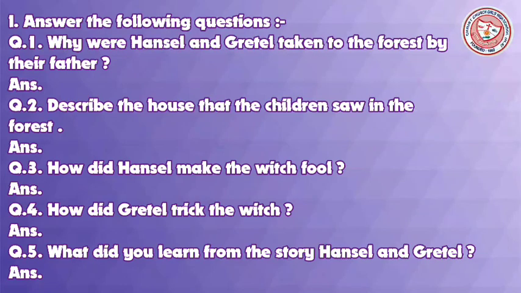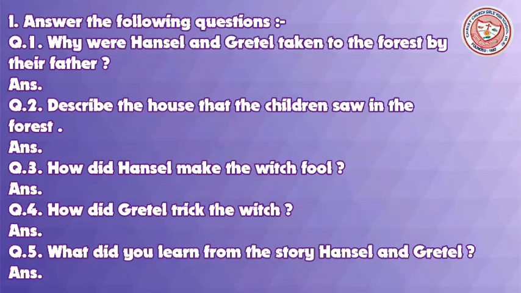I'd like to repeat, the house that the children saw in the forest was a pretty one. The roof of the house was made of chocolate, the walls of currant bread, and the windows of white sugar. Now next one. How did Hansel make the witch fool? Being very short-sighted, the witch couldn't see Hansel holding out a bone for her to feel, not his finger. This way he could save himself for some days.